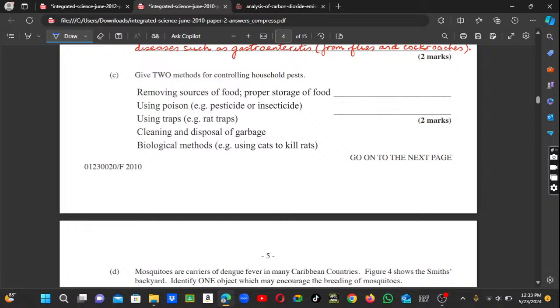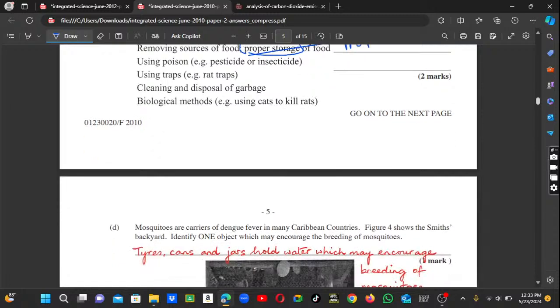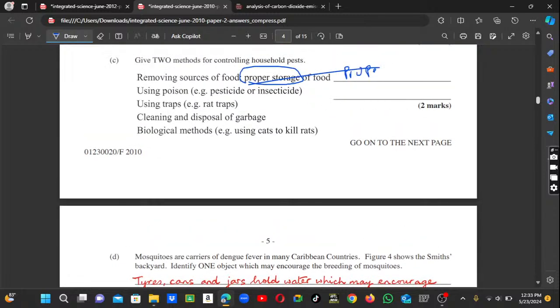So the first thing we are talking about is proper storage. If we use proper storage to store our food, removing all of the sources of food, we would have fewer pests around. If we're using poison and pesticides, such as rat poisons, and using traps, all of those could also be methods you can use to control pests.